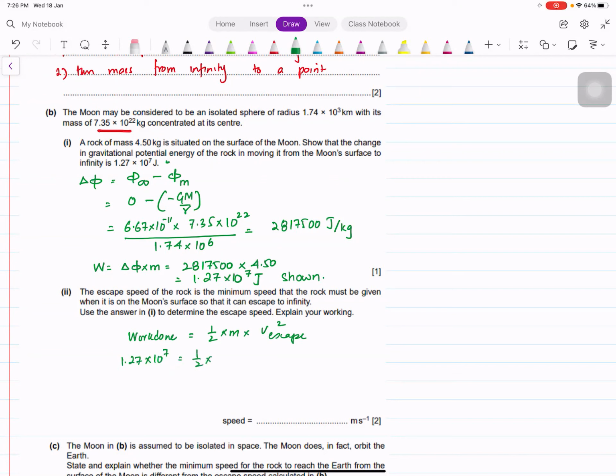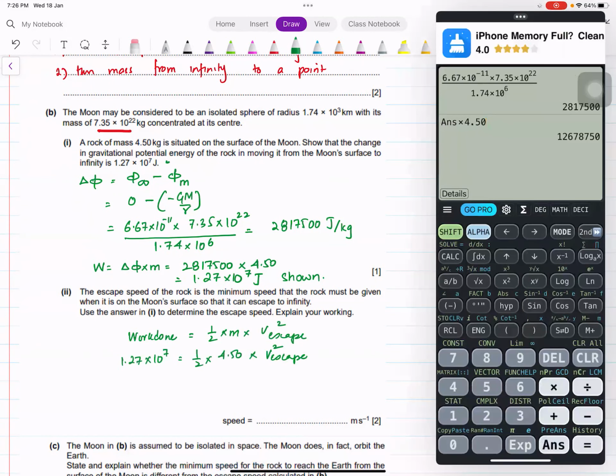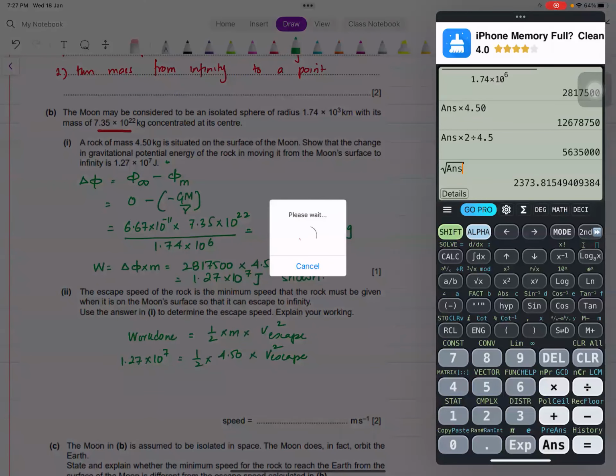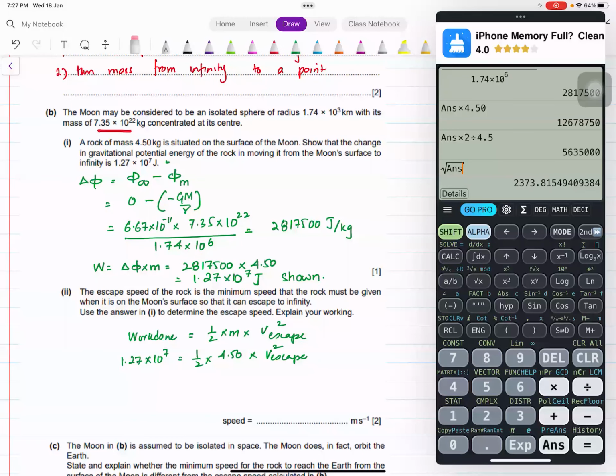and half the mass of moon. This time I'm including mass because we have included it in the other one as well. And V escape whole squared. So now let's check if we could get the answer. We're going to multiply this value by 2, and then divide by 4.5, and then take the square root of the answer. So for the moon, we just need about 2.4 times 10 raised to 3.